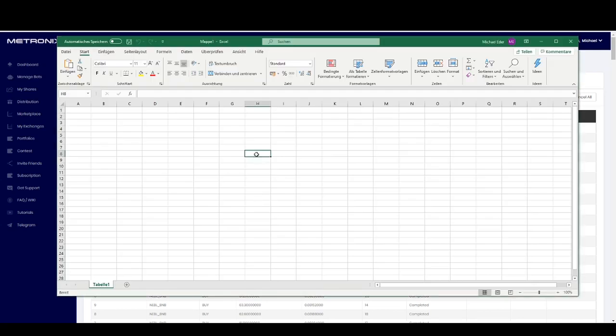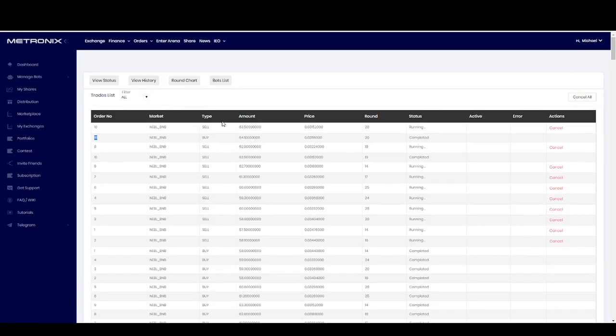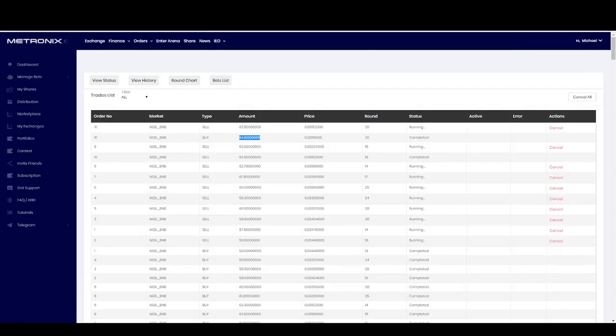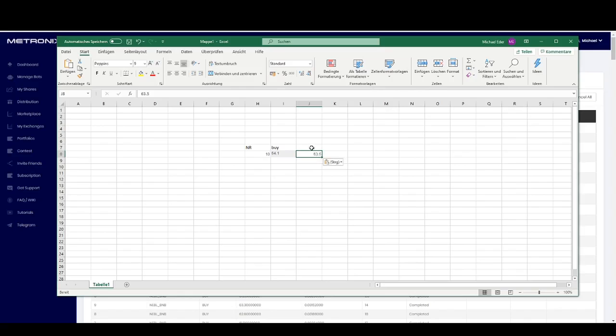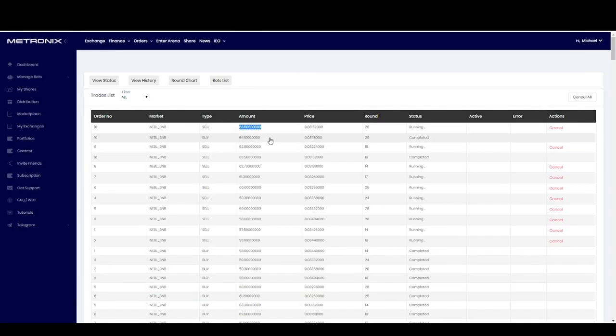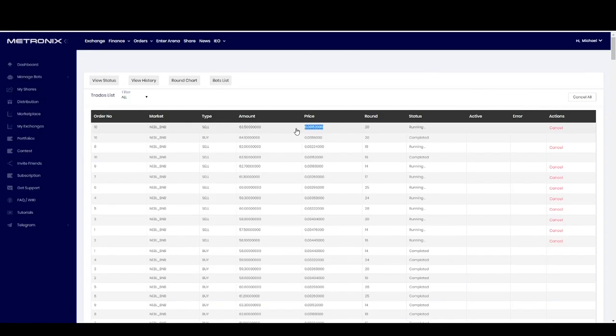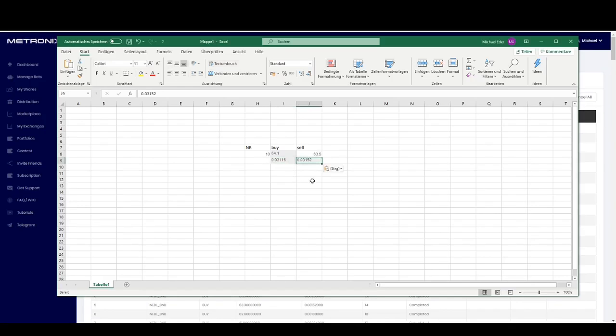So let's take a look again at how we did it the last time. This was the number, and here this is the buy amount. And here you can see very well, this is the amount for sell. I will also copy the price, because the price is also very important here. This was the price for buy, and here was the price for sell.